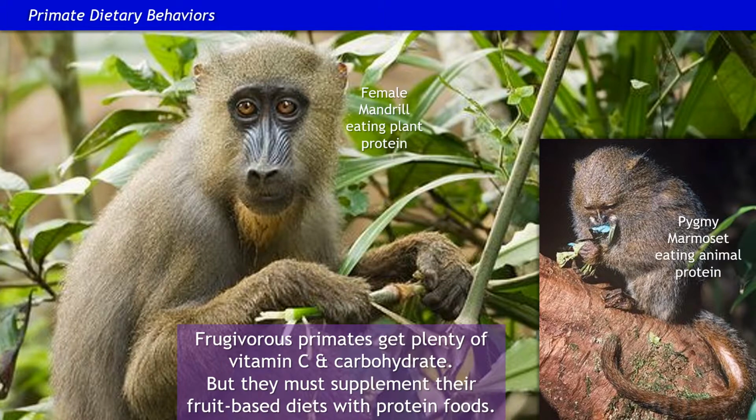Frugivorous primates get plenty of vitamin C and carbohydrate, but they must supplement their fruit-based diets with protein foods. So the larger-bodied primates that eat fruits supplement their diet with foliage for protein, and the smaller-bodied ones, like the pygmy marmoset over on the right, get their proteins from animal matter.